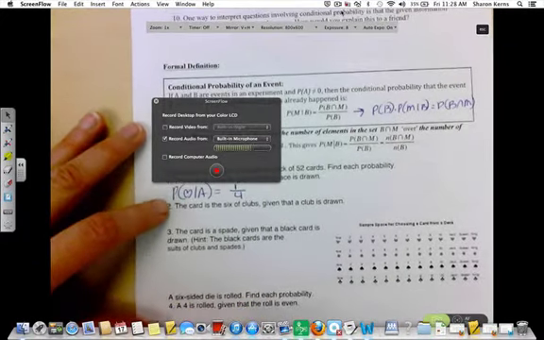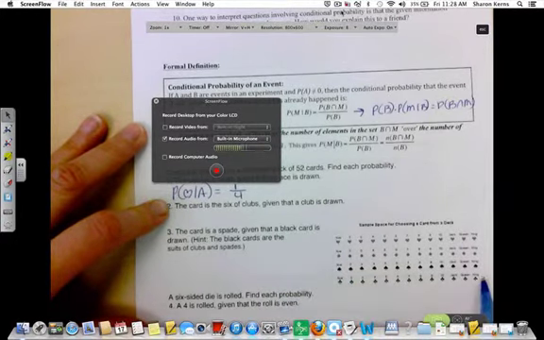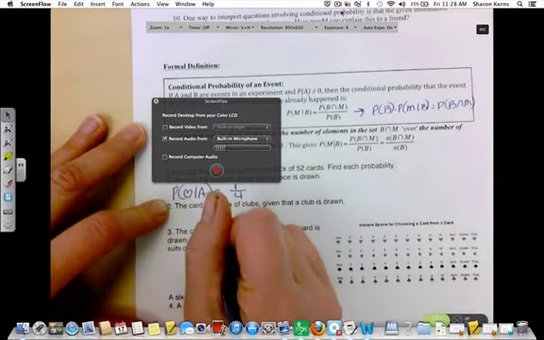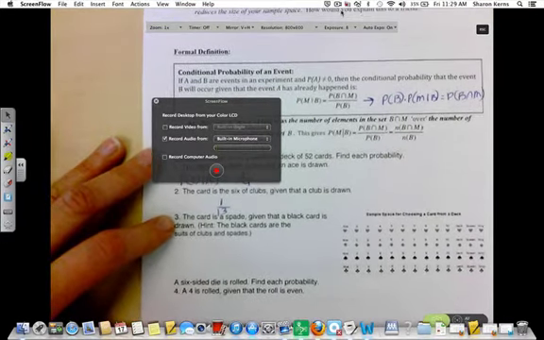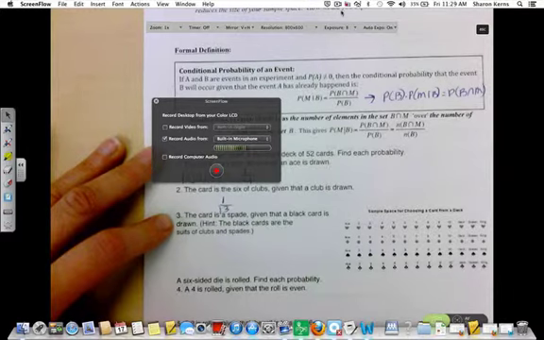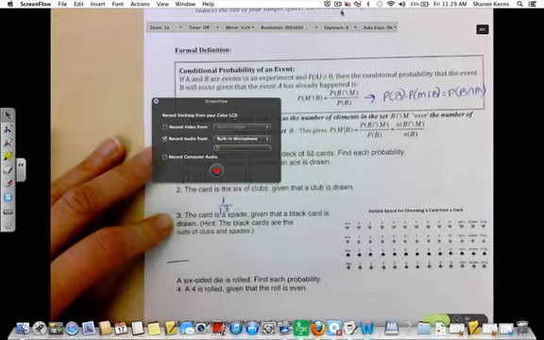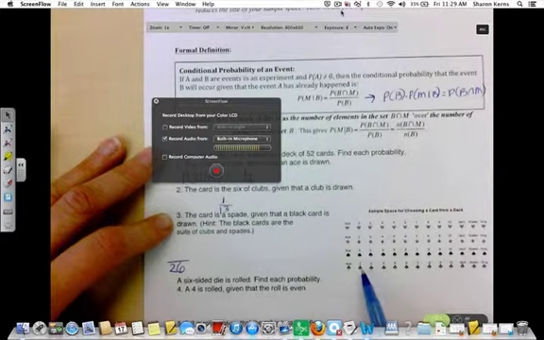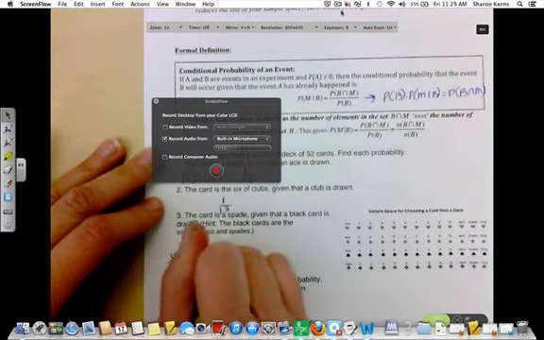What's the probability the card is the 6 of clubs given that a club is drawn? Well, how many different clubs are there? There are 13 clubs. And what's the probability we get the 6 of clubs? There's only one way to get the 6 of clubs. What's the probability the card is a spade given that a black card is drawn? Half the deck is black, so if there's 52 cards, that's 26 of them. And out of those 26, 13 of them are spades, or half.